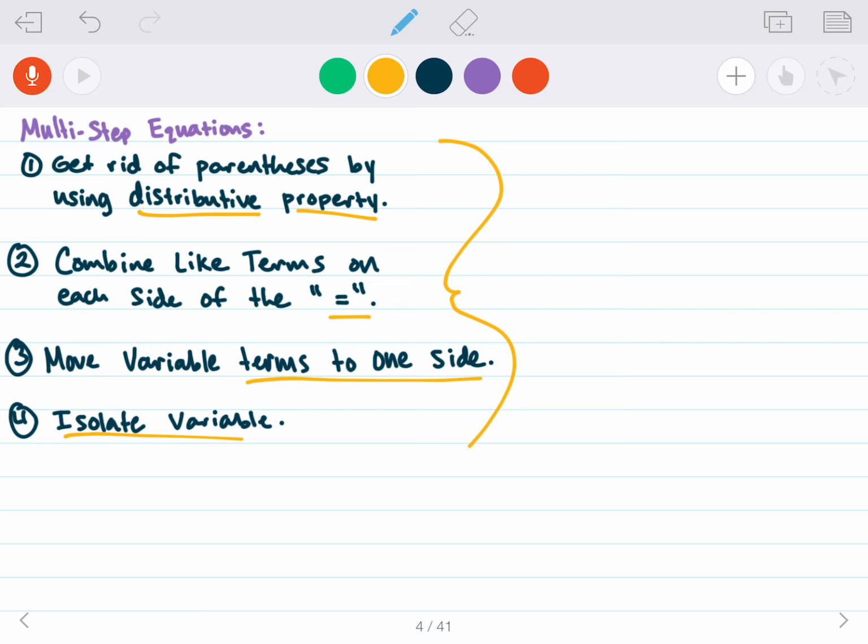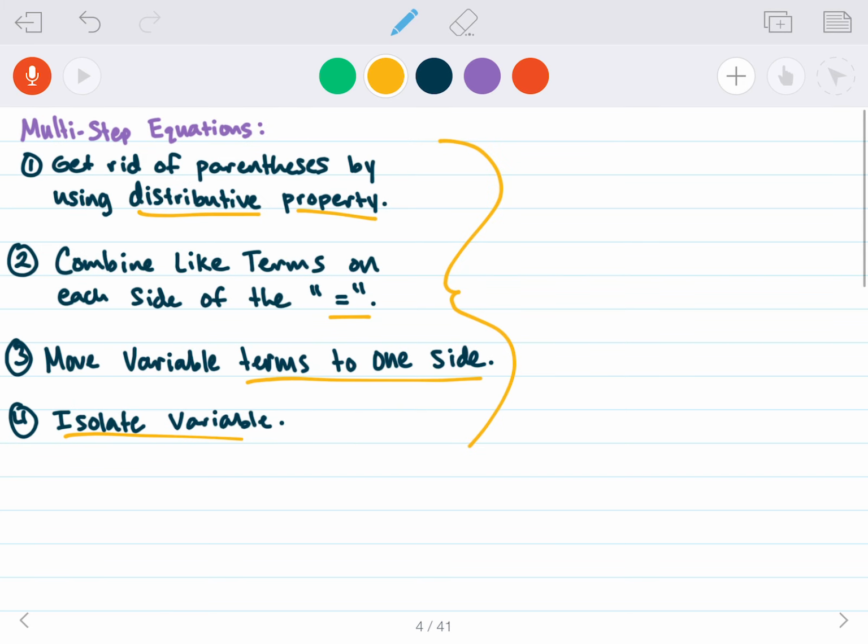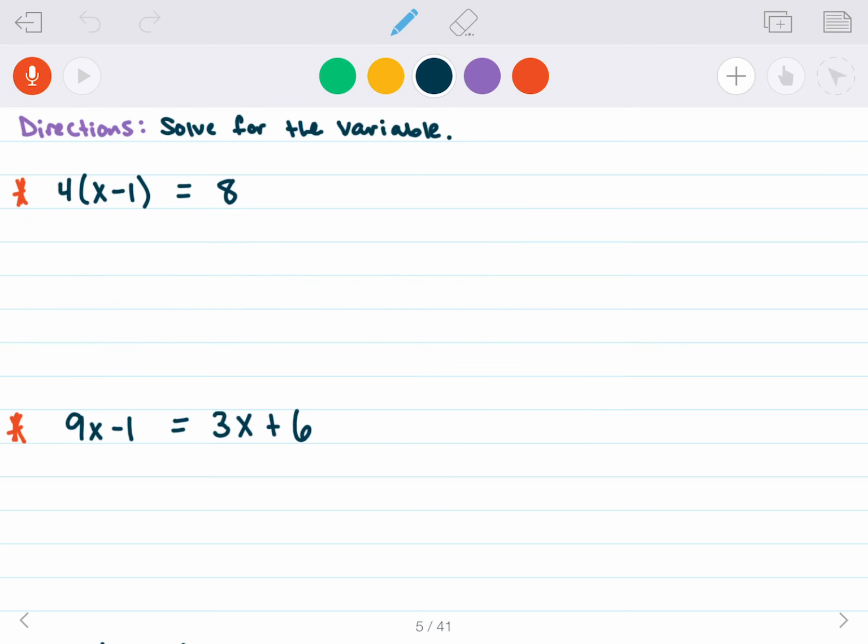So, let's practice this, all right? So does step 1 apply? Do I have parentheses to get rid of? Yes, I do. I can get rid of parentheses on the left side by using the distributive property here. So 4 times x is 4x. 4 times -1 is -4. Okay, so I did step 1.